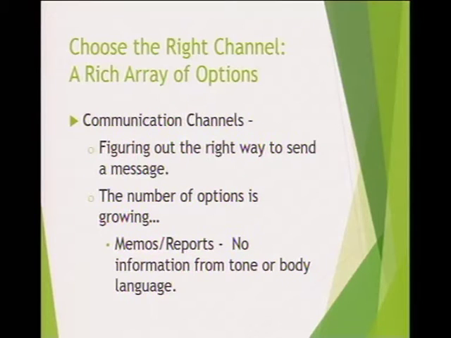Okay. Now, there are a number of channels that we can also use for effective communication. We need to figure out the right way to send a message. There are a number of options, for example, a memo or a report. We said a memo is an effective way for a supervisor to send to the subordinates. A report is sent by a subordinate to somebody higher. There's no information from the tone or body language. We don't see the body language or the tone, although you may pick up certain things from the language that is used in the memo.